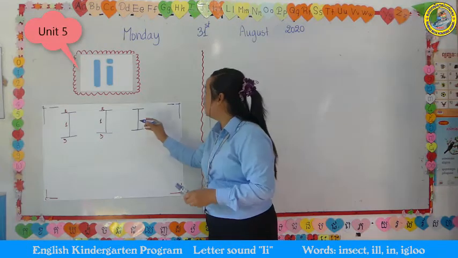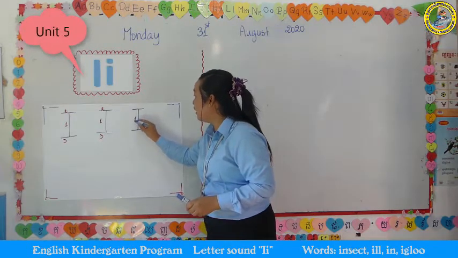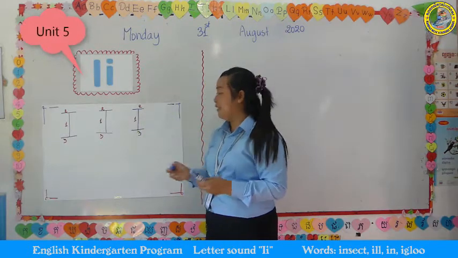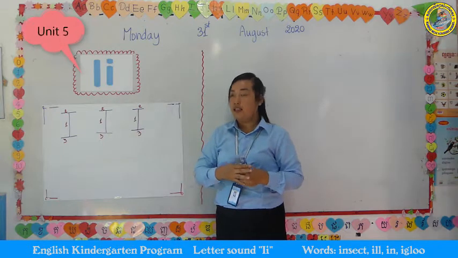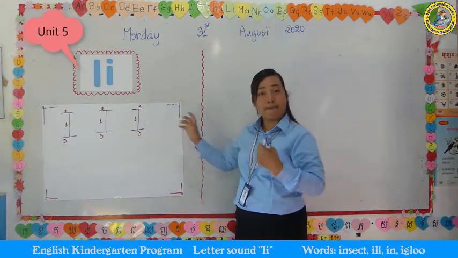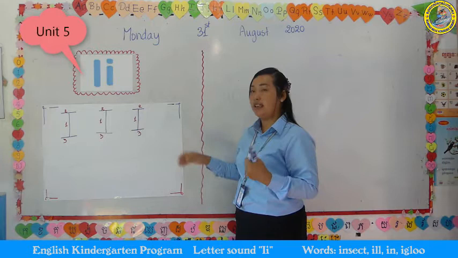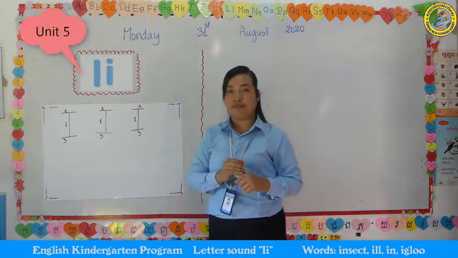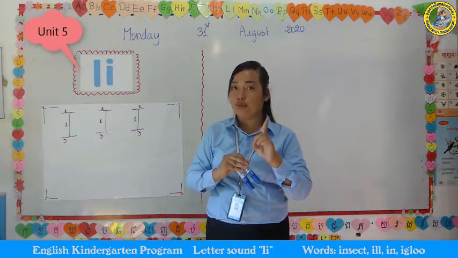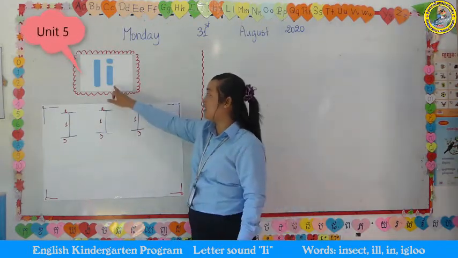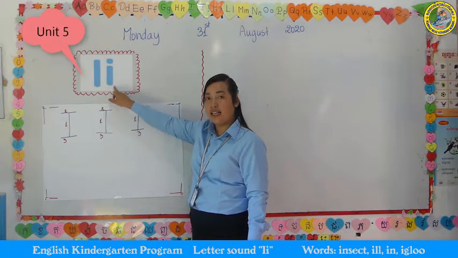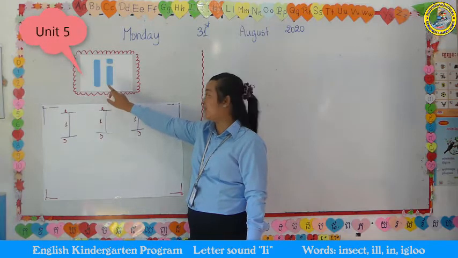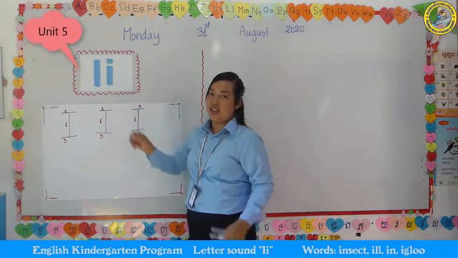Okay. This is number one, and number two, and number three. Okay, that's all for capital letter I. Now please move to the small one. The small letter I. Yeah, very good.